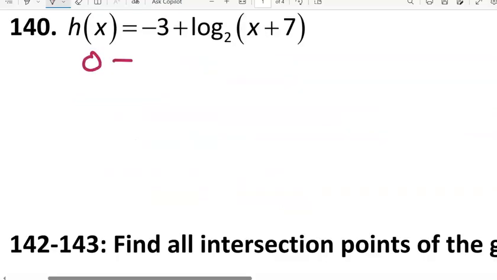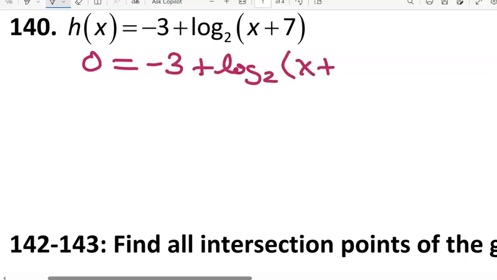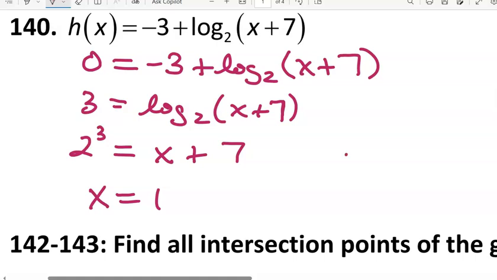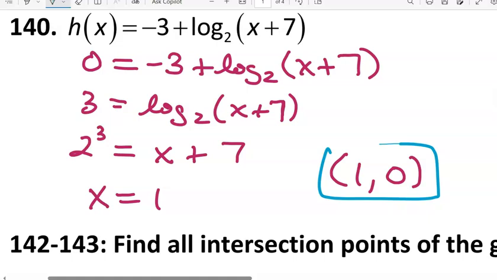In 140, we can find x-intercepts by letting y equal 0 and undoing the operations in reverse order. So we're going to add 3 to both sides. And now in order to undo a logarithm, what we need to do is rewrite this in exponential form. So in exponential form, base 2 raised to the third power is equal to the argument of the logarithm. And since 2 cubed is 8, subtracting 7 from both sides, we get x equals 1, which means that our x-intercept for this graph is the point (1, 0).